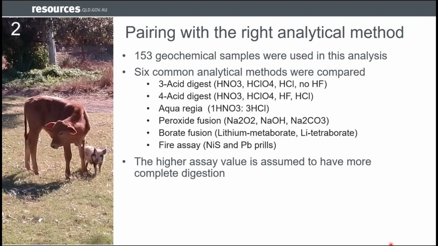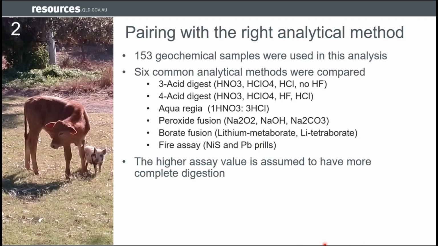The second aspect of this is to look at analytical methods. No matter how good your sample is, if you use the wrong analytical methods, you're probably just as bad as if you started without good samples. So what I've done here is I've picked 153 geochemical samples that were done by multiple methods. It's the same sample done by multiple methods. You've got two groups of methods here. One is a digestion using 3-acid digest, 4-acid digest, and the aqua regia. And the second group is the fusion method by peroxide, by borate, and by fire assay.